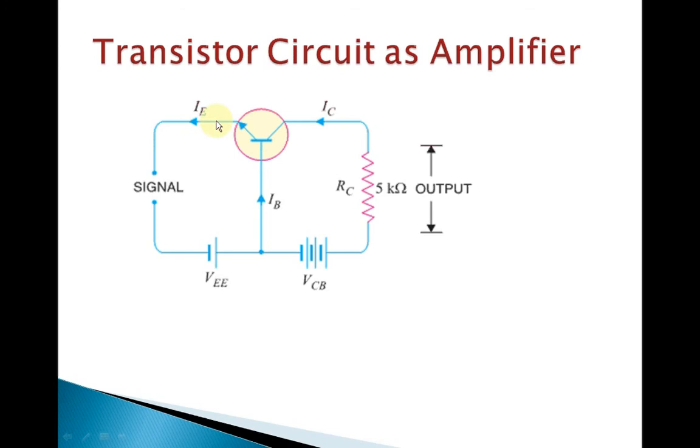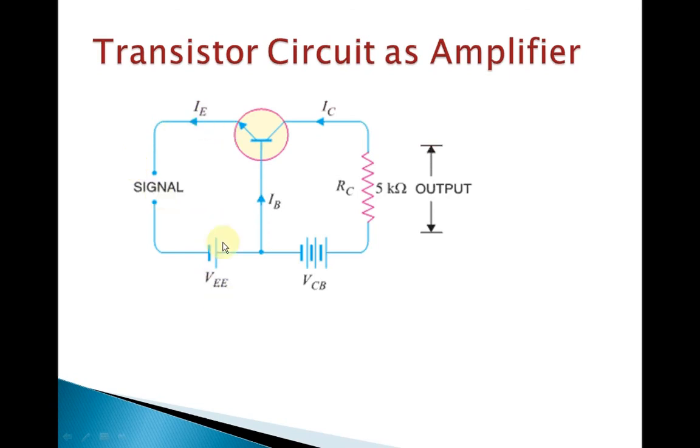When we add an input signal here, definitely there will be some increment of emitter current, because VEE has a fixed voltage, it produces a fixed current IE. When we add another signal, definitely there will be some change of emitter current, and obviously it will be increased. For example, if it is increased by 0.1 milliampere, we assume that there will be a change in collector current, because we know IE equal to IB plus IC. So if IE is increased, definitely there will be a change in collector current IC. So the collector current will be changed.